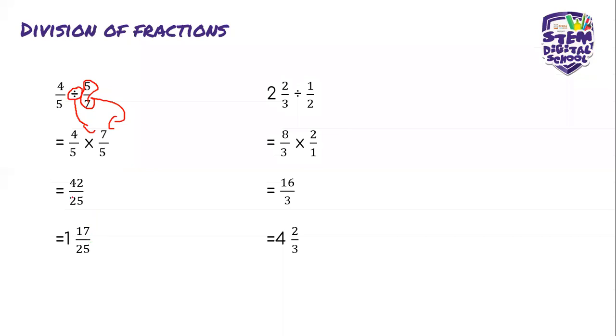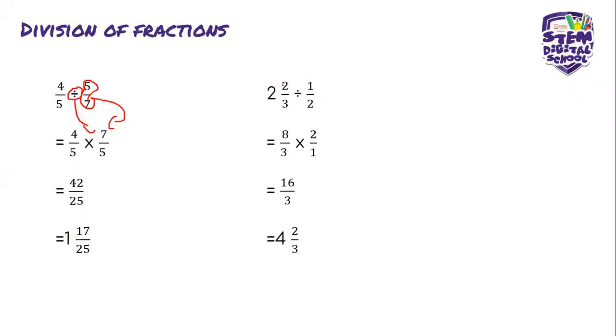Then I ask myself, improper, I must change it into mixed. 25 into 42 goes how many times? Once. The denominator stays the same as 25. What was left in order for me to get to 42? 17. So my answer was 1 17/25.